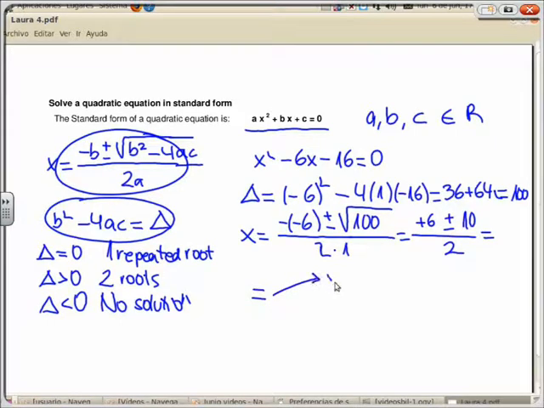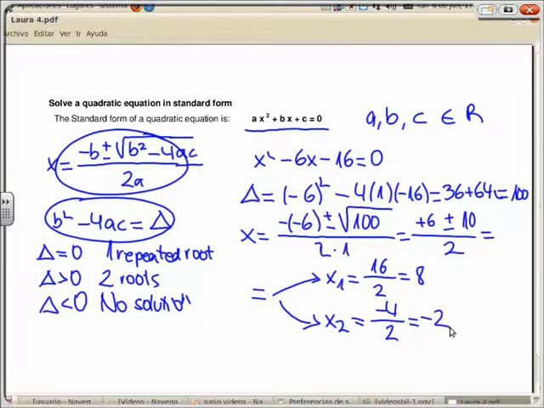The first one is x sub 1. 6 plus 10 is equal to 16 over 2, that is equal to 8. And the second one is x sub 2. 6 minus 10 is equal to negative 4. Negative 4 over 2 is equal to negative 2.